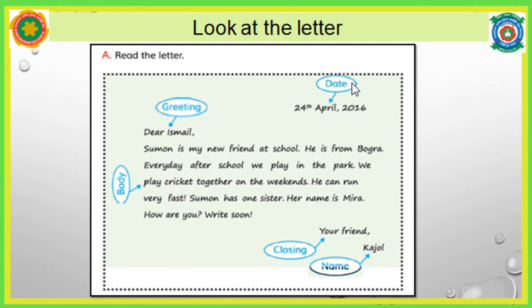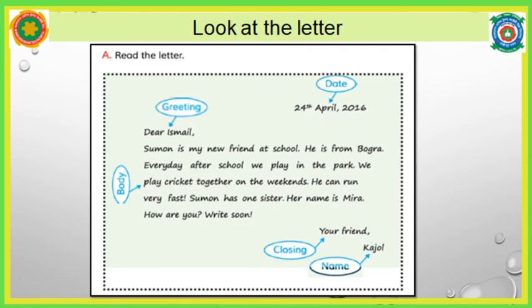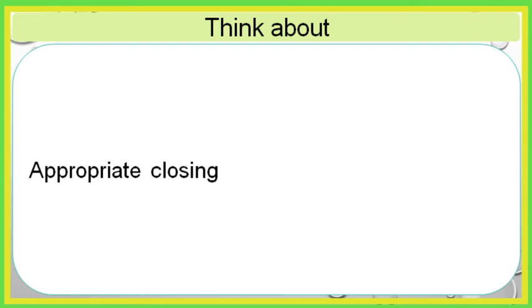So there are 6 parts in the letter. First, heading. Second, greeting. Third, body. Fourth, closing. Then signature. Okay, I hope you have understood. Now you have to think for a moment how to write a letter. What are the parts of a letter? At first, you have to think about the heading, then an appropriate greeting, then an appropriate closing.